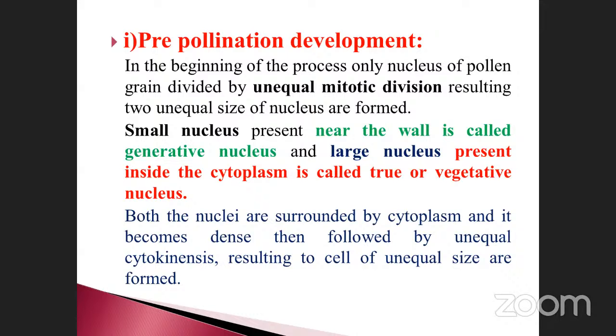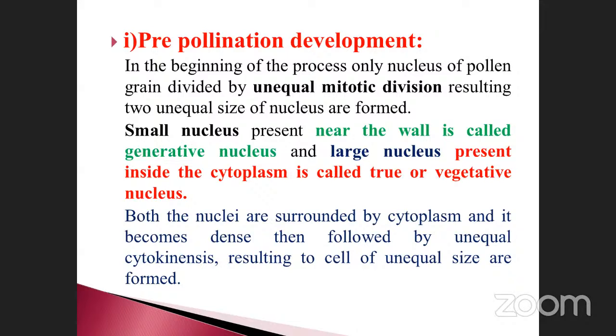When you study the structures, you can see in the diagram how it is divided. I will show you later. The small nucleus present near the wall is called the generative nucleus. Note it down; this question was also asked in the NEET question paper: which nucleus is present near the cell wall? The small nucleus, which is the generative nucleus. And the large nucleus present inside the cytoplasm is called the true or vegetative nucleus. You must note down which is the largest nucleus in the pollen grain.